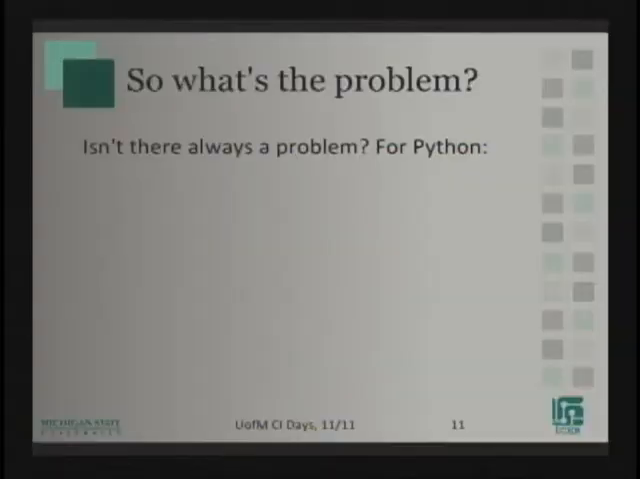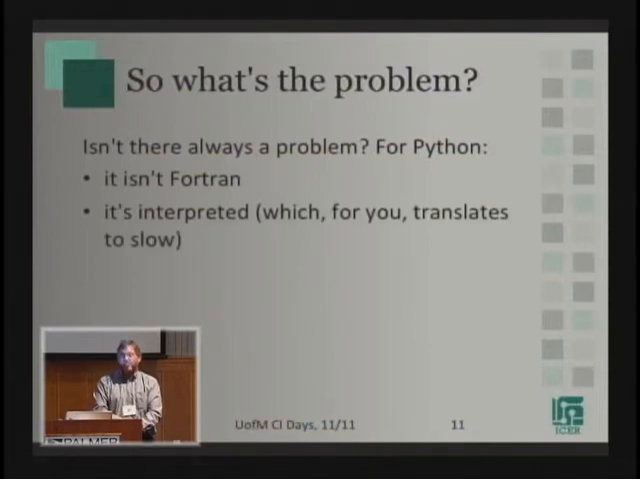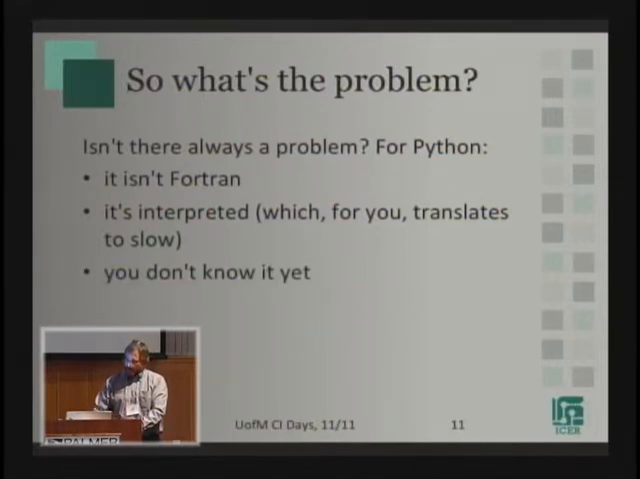So now your next question is, there must be a catch, right? There must be a problem with this. What's the deal? Why aren't you just using Python? Why don't you know this already? Well, it's not Fortran, right? But a lot of people still use Fortran for really good reasons in high-performance computing. It's interpreted, which you all will probably read as slow. And so one of the things we're going to talk about is, in using Python, how you can still do things quickly, but do them in a way that's more manageable than you would otherwise, right? And you don't know it yet.